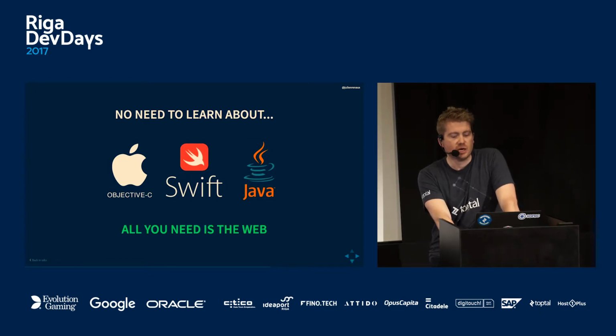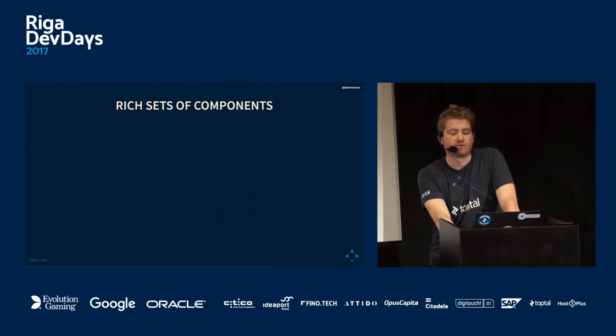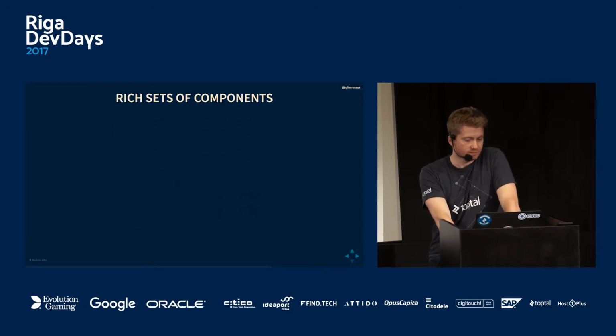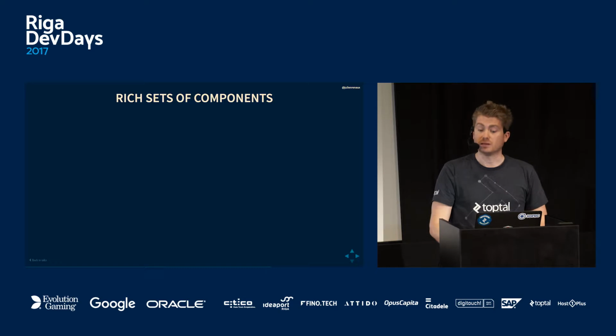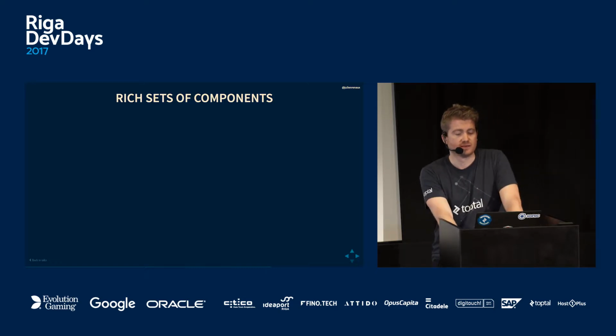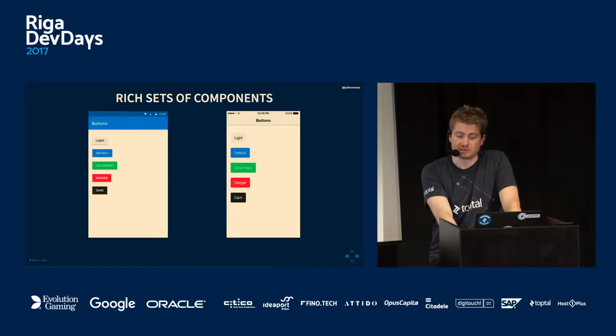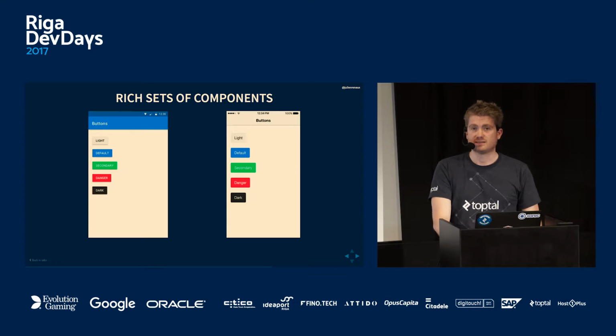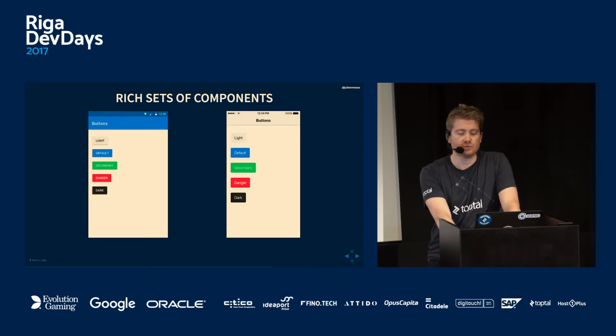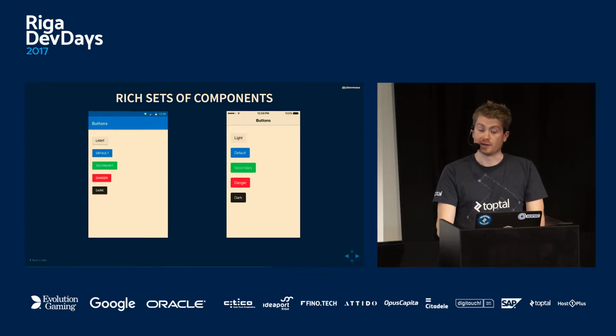Ionic comes with dozens of components out of the box. We have, for instance, buttons. On the left side, we have material design buttons for Android. And on the right side, we have buttons for iOS. And this is the exact same code. As you can see, once built, the app embraces the device UI.